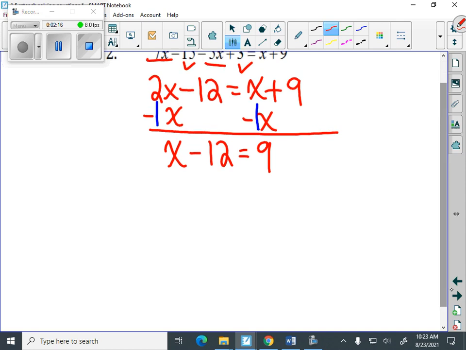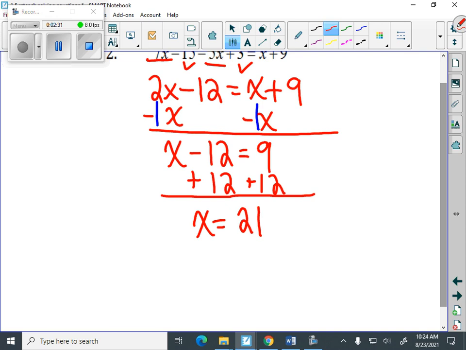And now we can finish this problem, because we moved the variable to the left. We're now going to move the 12, the number, to the right side. And undoing the subtraction, we'll get x equals 21. And there's our answer to the problem.